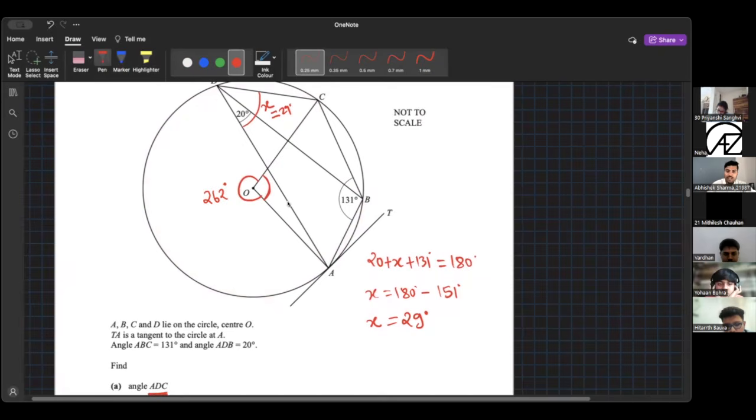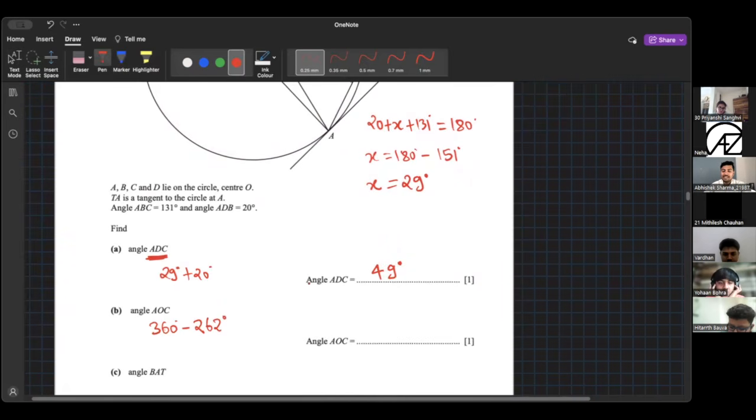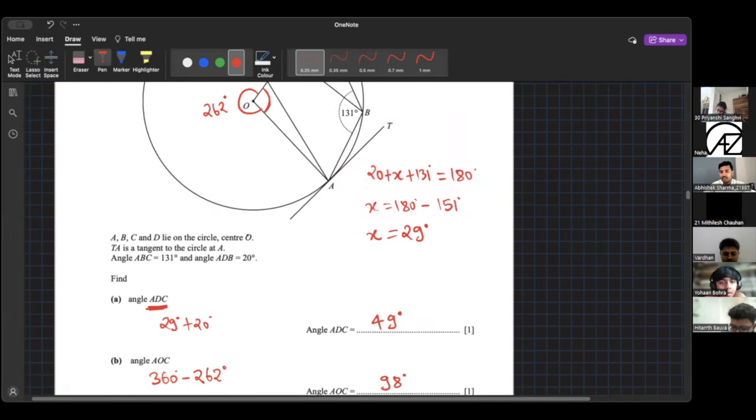And we have to find AOC this side. So it is going to be 360 degrees minus 262 degrees. This is going to be how much? 360 minus 260 is 100, 100 minus 2, 98 degrees. Clear?